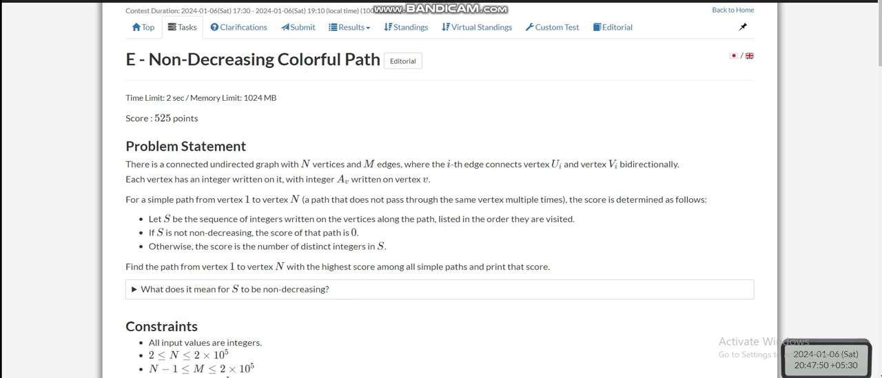The ith edge is between ui and vi bidirectionally. One important thing: each vertex has an integer written on it. Let's consider this as av. Now what we have to do is find the highest score among all simple paths from 1 to n. So what is a score? The score means that we have to take some non-decreasing simple path from 1 to n, and we have to maximize the score.